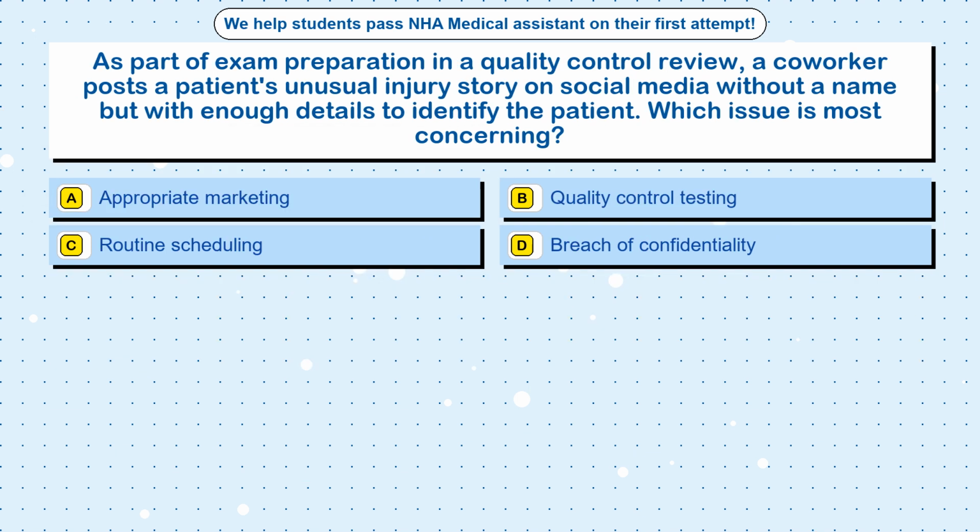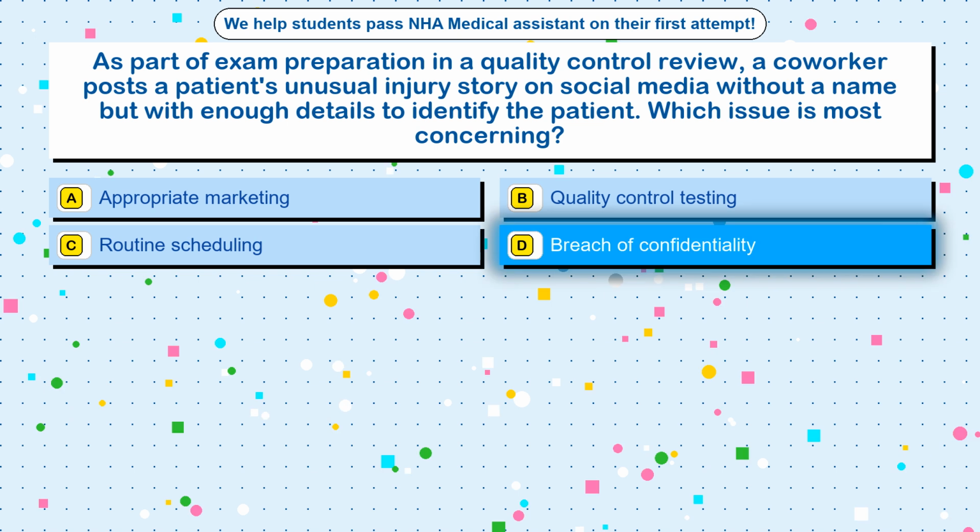Question 22. As part of exam preparation in a quality control review, a coworker posts a patient's unusual injury story on social media without a name but with enough details to identify the patient. Which issue is most concerning? Option A. Appropriate marketing. Option B. Quality control testing. Option C. Routine scheduling. Option D. Breach of confidentiality.